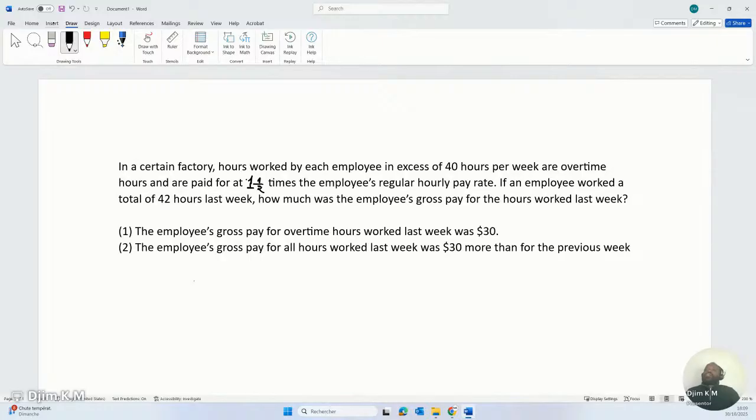For overtime, an employee is paid at one and a half times the employee's regular hourly rate. If an employee worked a total of 42 hours last week, how much was the employee's gross pay for the hours worked last week?